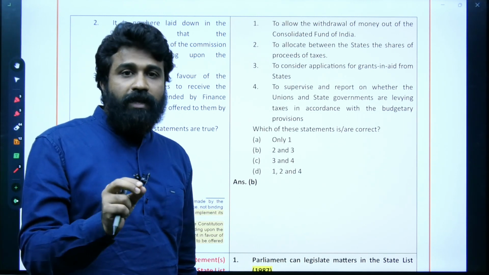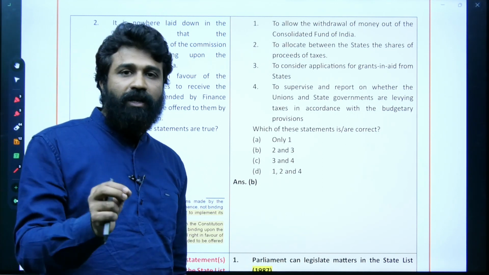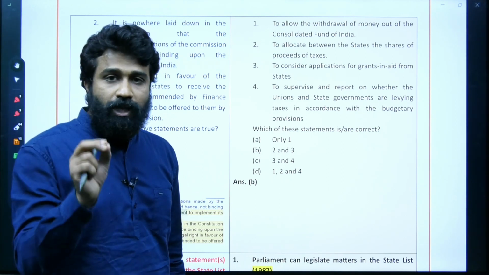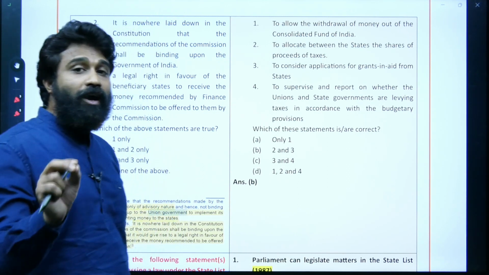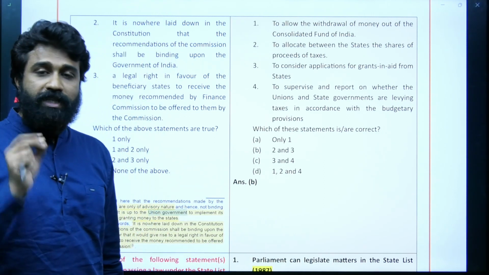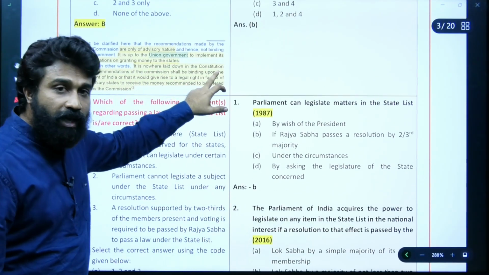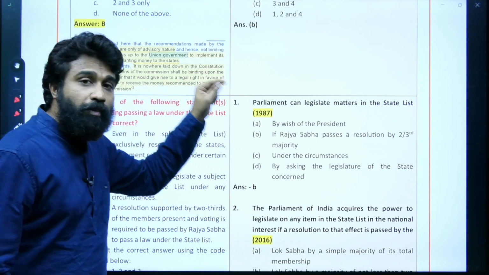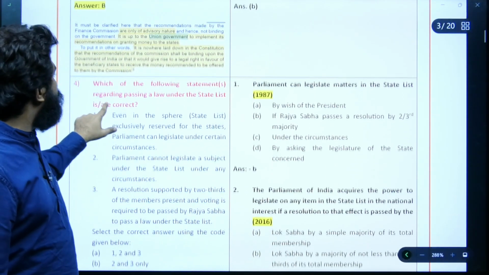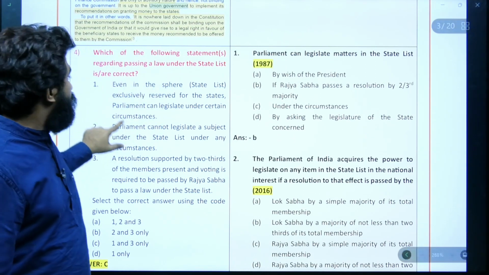So, a state government can only politically, through financial administration, or by pressurizing the center, avail certain monetary rights which are recommended by the finance commission. They do not have any right to approach the court if any recommendation of the finance commission is not followed by the central government. Very simple. This is the original source of information: it is nowhere laid down in the constitution that the recommendations of the finance commission shall be followed by the central government. And second, a legal right in favor of beneficiary states is not provided.